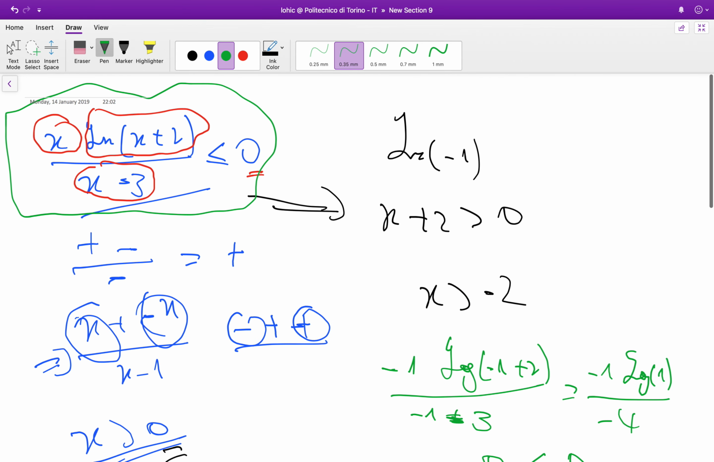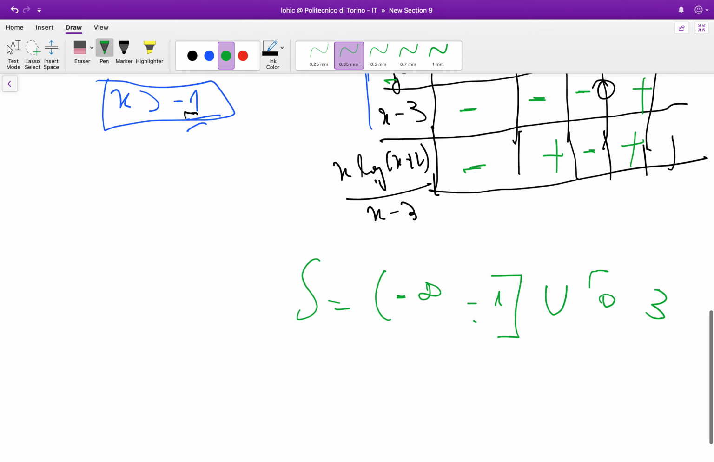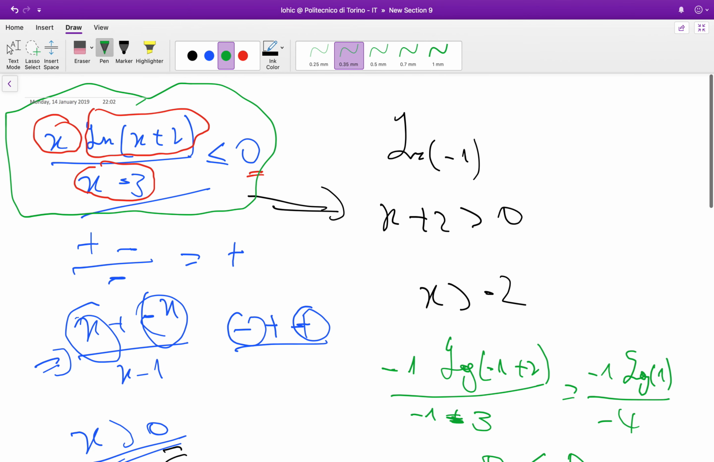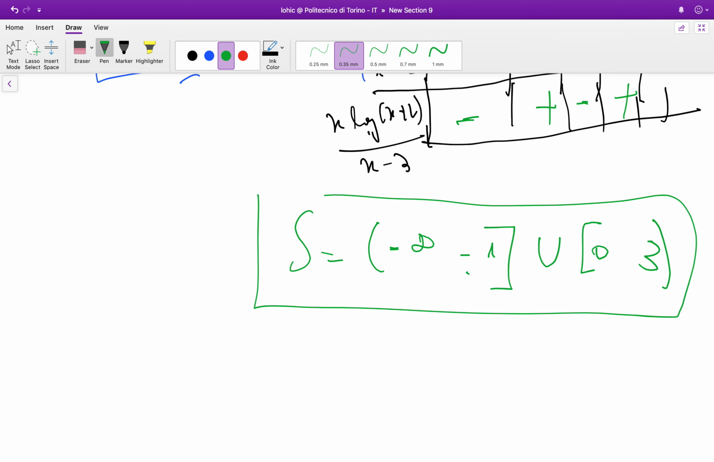The same we do for 0. If you put 0 in the place of x, you will get 0 smaller or equal than 0. So we also take 0. Yes or not? But if you put 3, we'll get something divided by 0, which is impossible. Yes or not? So we skip 3. We cannot divide, but we open at 3. So here is the solution.